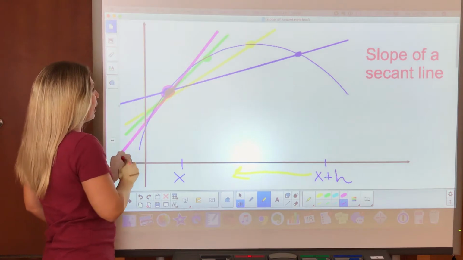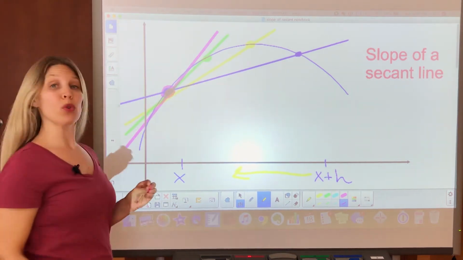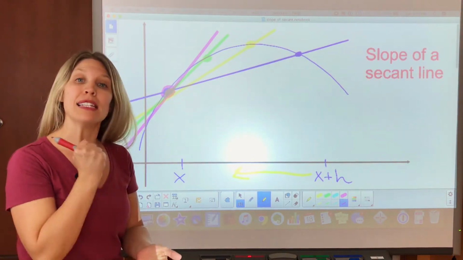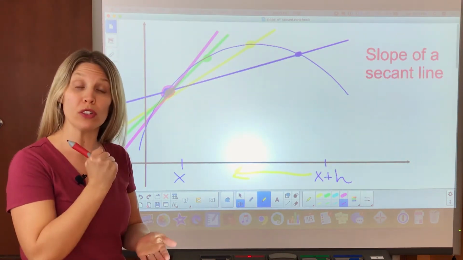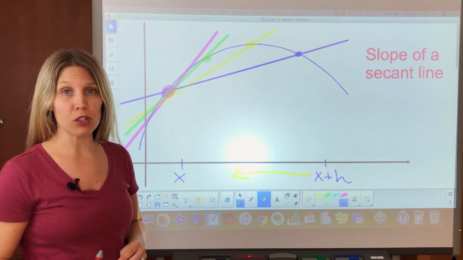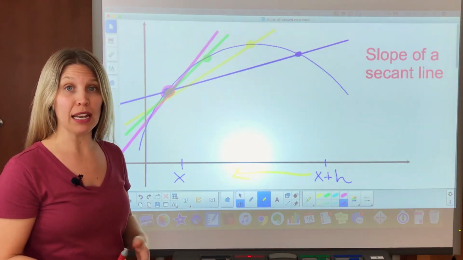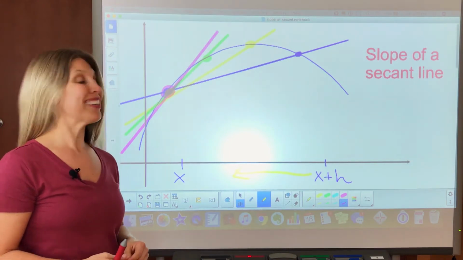And then you'll have a line that goes through that 1 point. That is the slope at that instant. That is the instantaneous rate of change. We want the slope at that instant, which is going to be your tangent line. But to get there, we're going to start with the slope of the secant. Let me show you how that works.